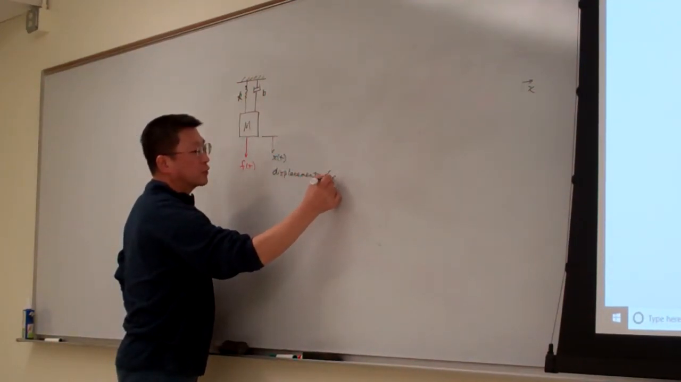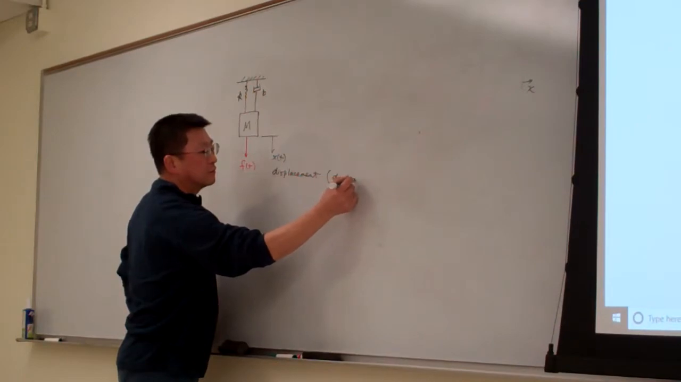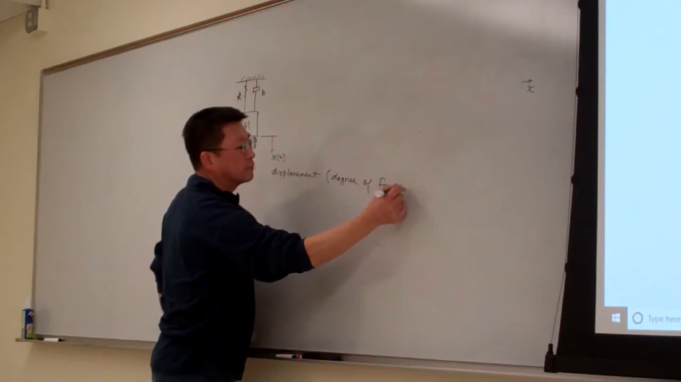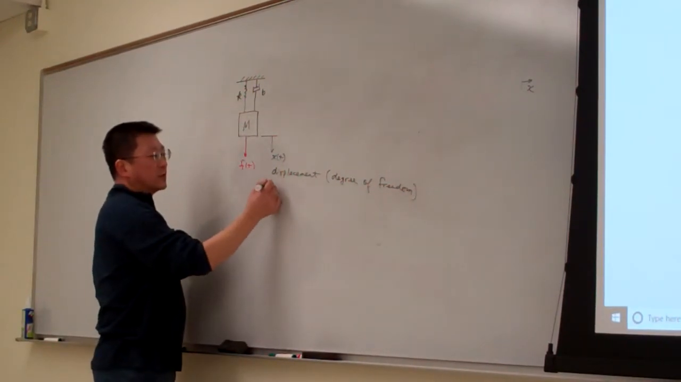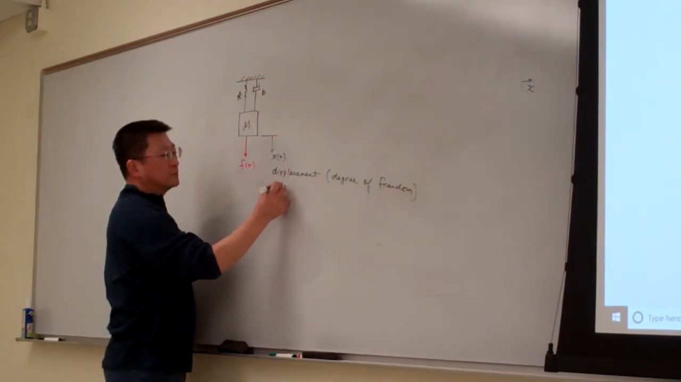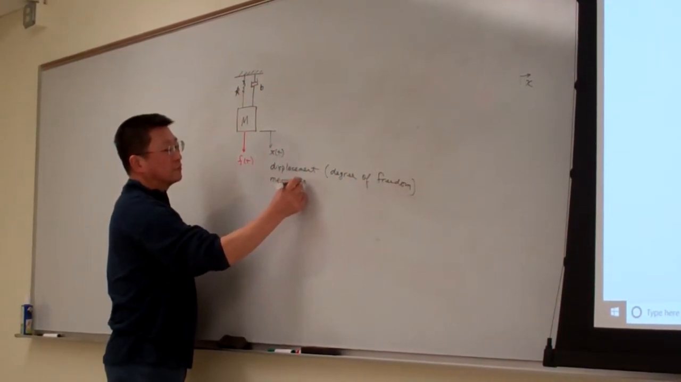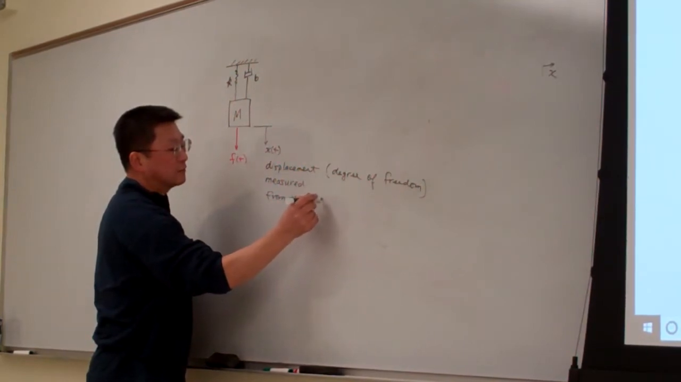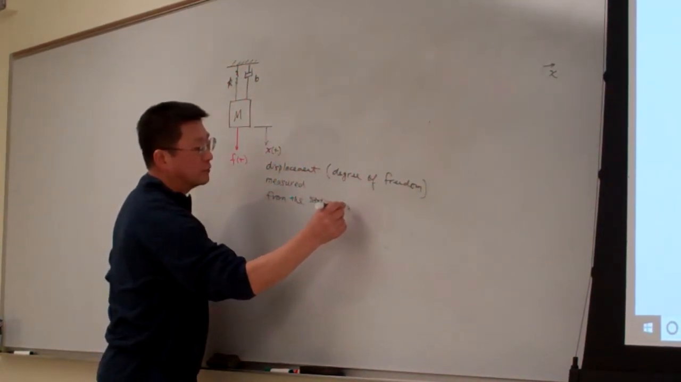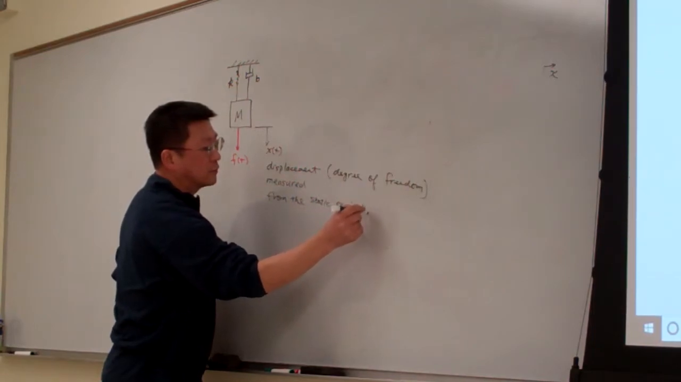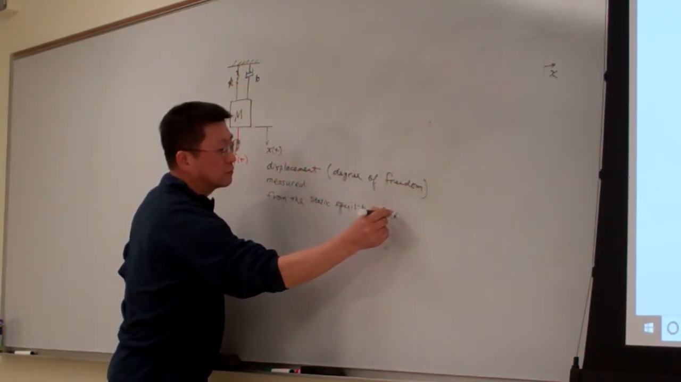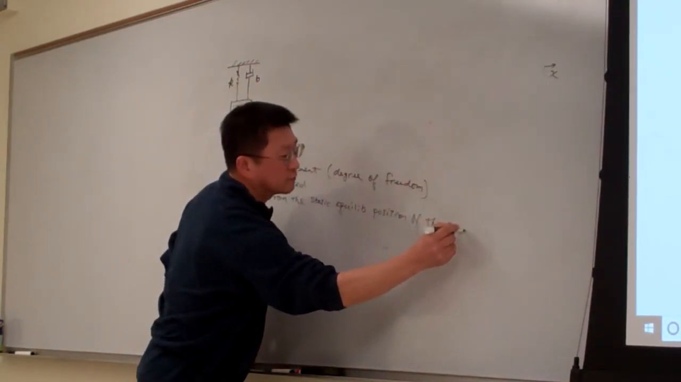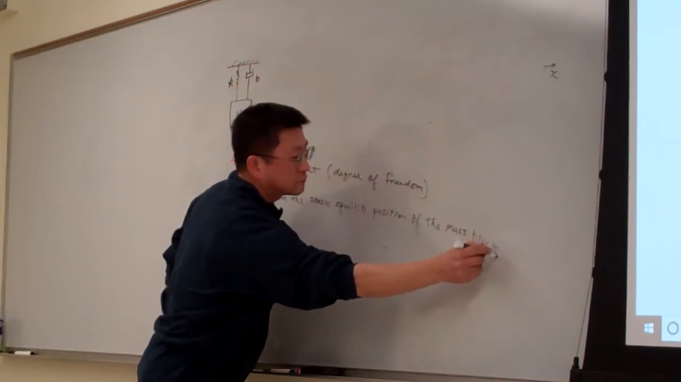We sometimes call it the degree of freedom: the displacement measured from the static equilibrium position of the mass block.